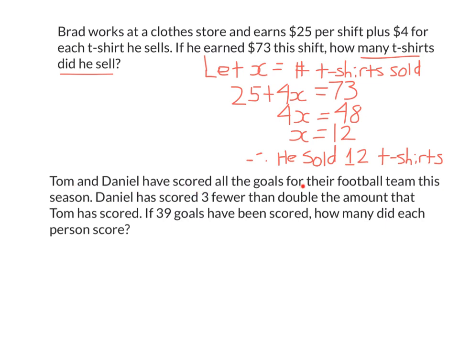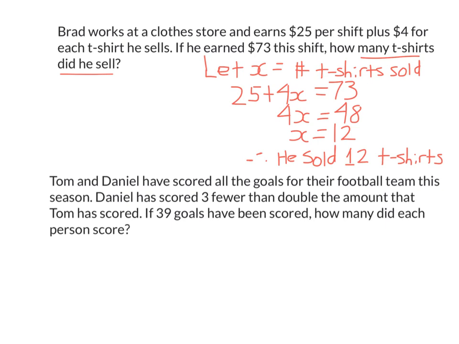Tom and Daniel scored all the goals for their football team. Daniel scored 3 fewer than double the amount Tom scored. 39 goals have been scored. How many did each person score? So this is a bit tricky because we're finding how many each person scored. We're finding more than one quantity. Here there are 2 quantities: how many Tom scored, how many Daniel scored.